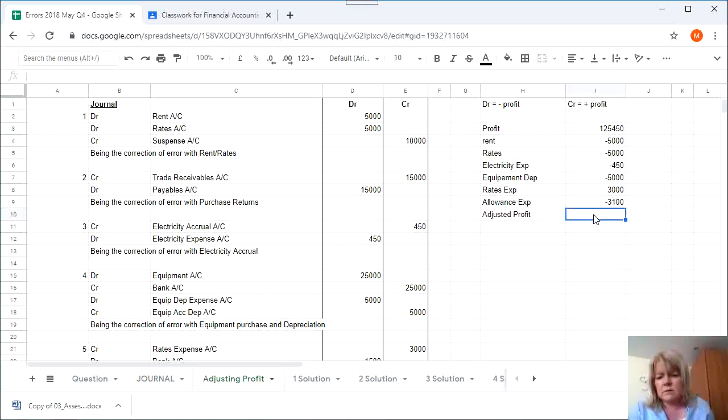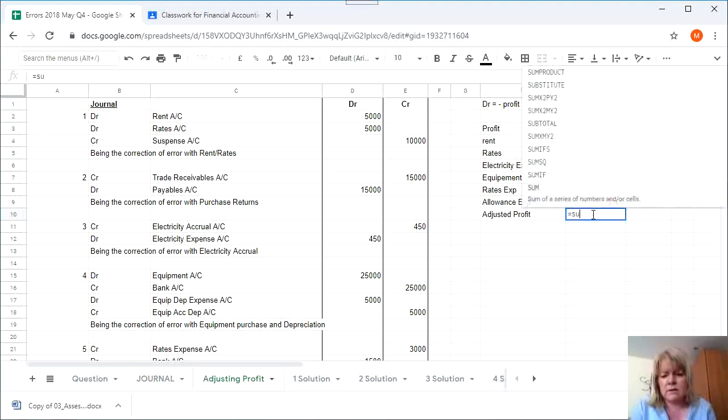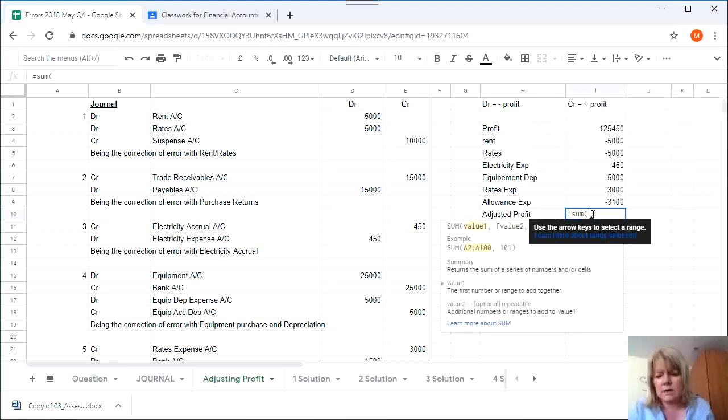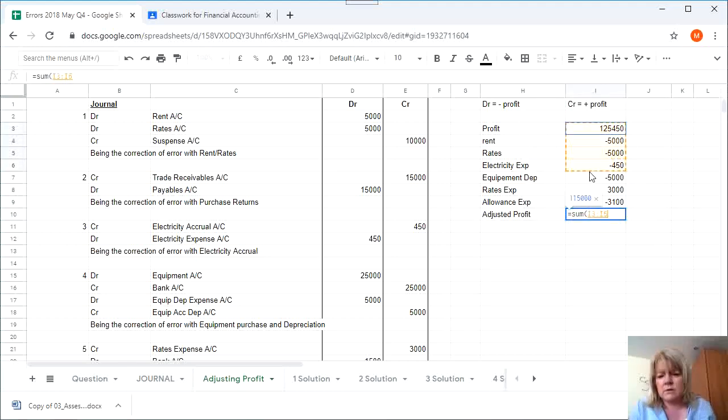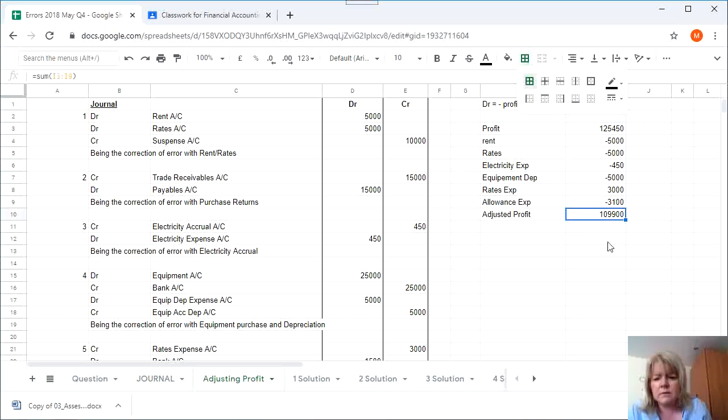And so I'm just going to add these up. You can do this on your calculator and write up your answer. And my new adjusted profit figure then is there.